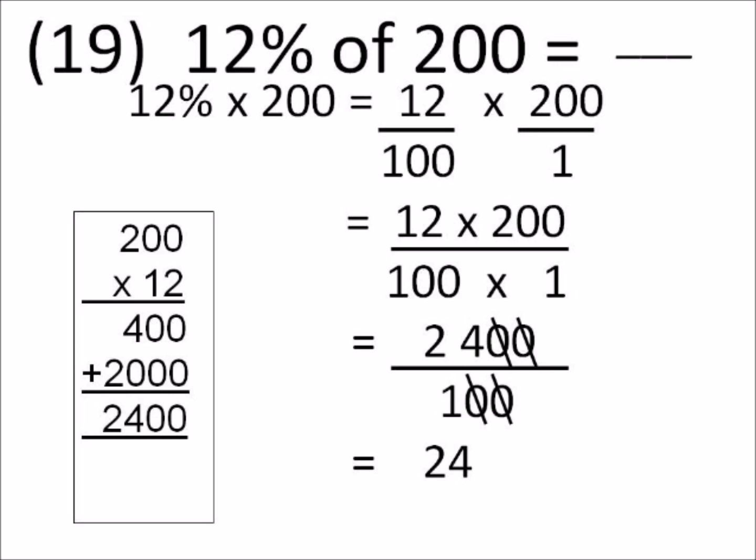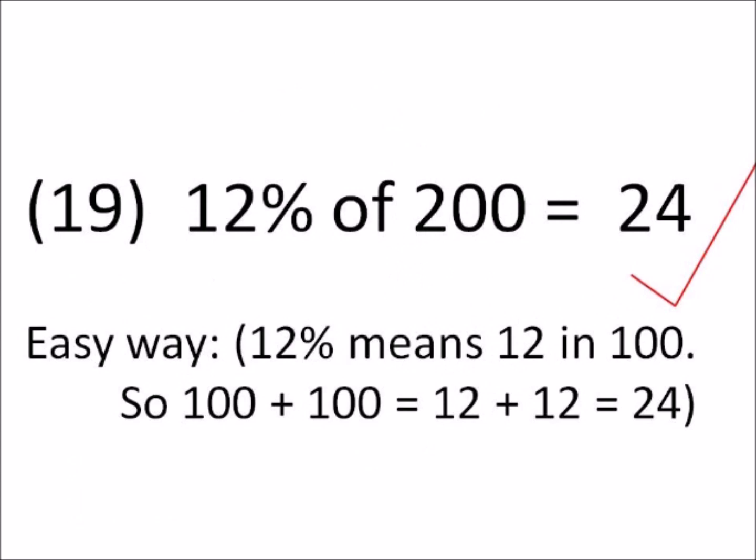Okay, notice what we did now. You multiply 12 by 200 on the top, 2,400. And then 100 times 1 on the bottom, which is 100. Then you divide it by 100. And you would get 24 over 1. So it's 24. Or, easy way, 12% means 12 in 100. So if you have 200, it's 100 plus 100. So that means 12 plus 12, and you get 24. So once you know what percent means, you can do it right away. 12% of 100 is 12, so 12% of 200 is 24, because it's 12 plus 12.